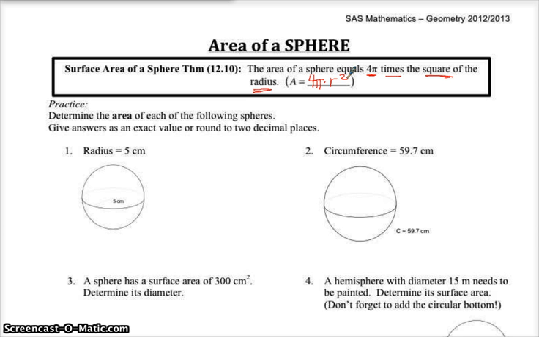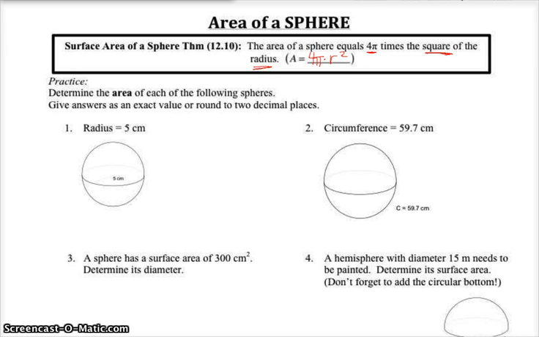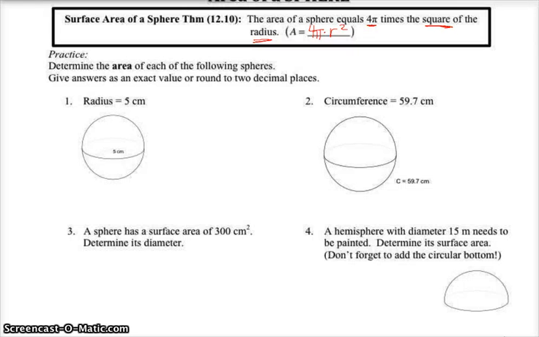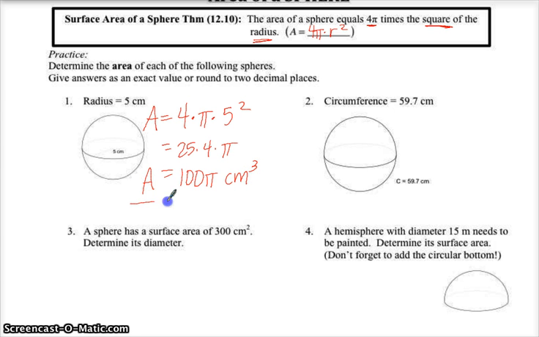So determine the area of the following spheres, giving answers in exact form or 2 decimal places. This time, very simply, the area is 4 times pi times 5 squared. Well, 5 squared is 25, so 25 times 4 times pi. That's 100 pi. And because we're talking about area, we should have centimeters squared, something to the 2nd power because it's 2-dimensional. The surface area, the area on the outside.